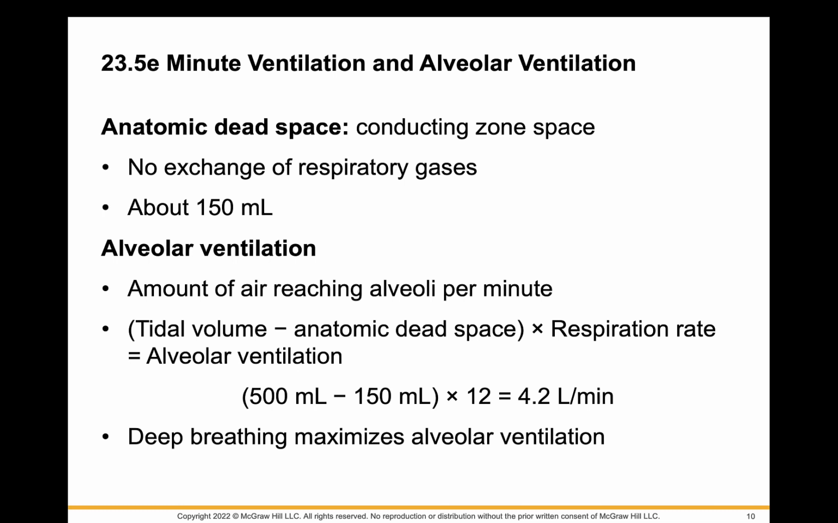So here, this is how we would calculate that. We would take tidal volume, but we would have to subtract from tidal volume the conducting zone, or that anatomical dead space. Then we would multiply it by the respiratory rate, and that would actually give us alveolar ventilation. So here, we have a tidal volume of 500 mL. We're going to have a dead space of 150. So that gives us about 350 mL, and we're going to multiply that by 12 as respiratory rate, and that gives us 4.2 liters per minute.